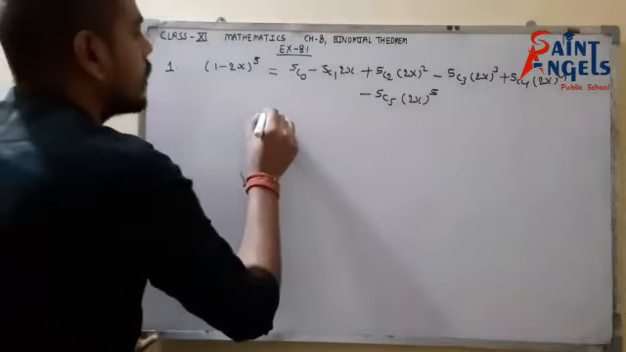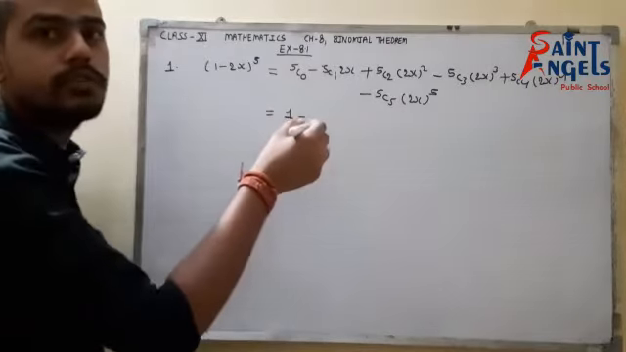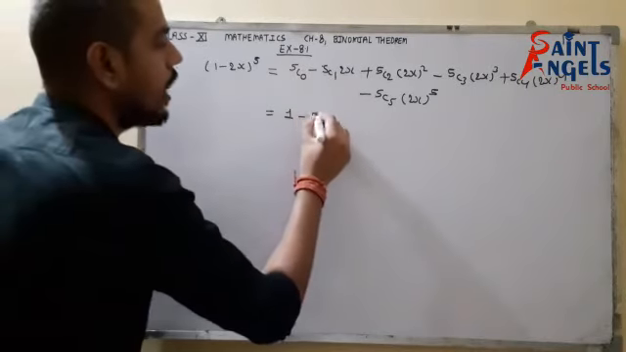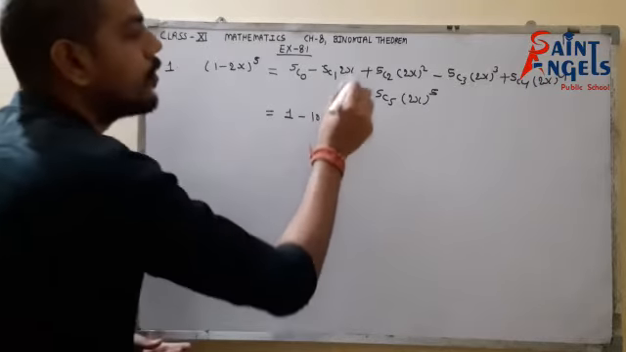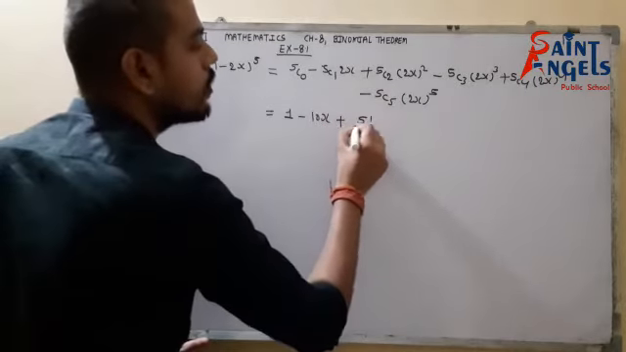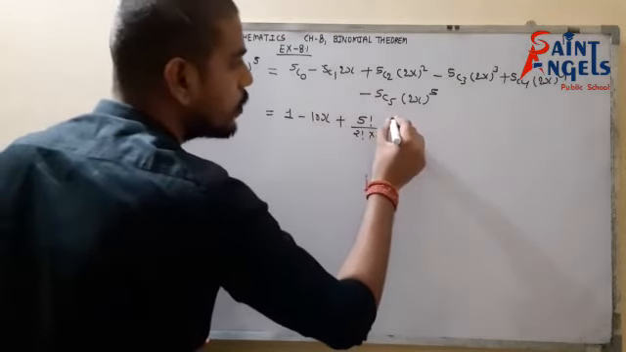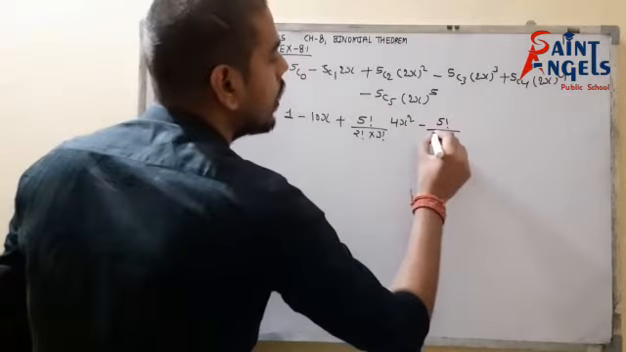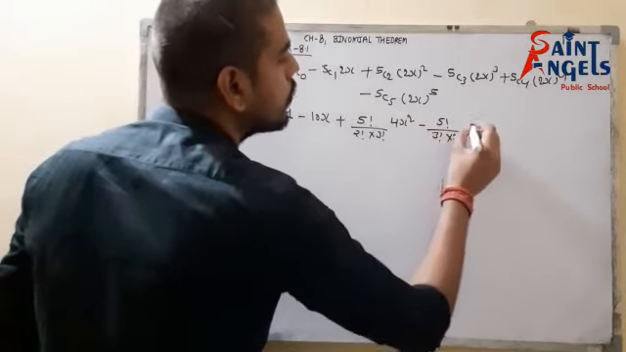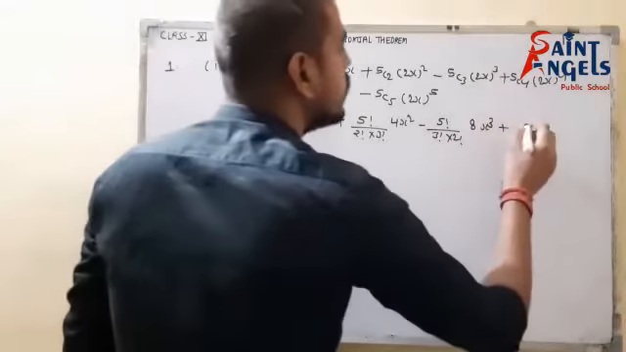Now let's open it. nC0 equals 1. 1 minus nC1 equals n, so 1 minus 5 into 2x, so it would be 10x. 1 minus 10x plus 5C2, so 5 factorial upon 2 factorial into 3 factorial, and that would be 4x squared, minus 5C3, 5 factorial upon 3 factorial into 2 factorial, and 8x cube, plus 5C4.